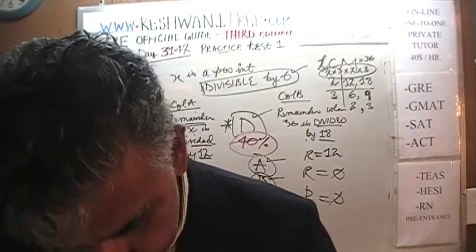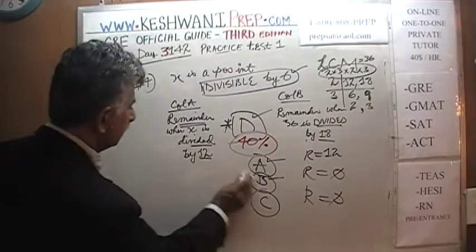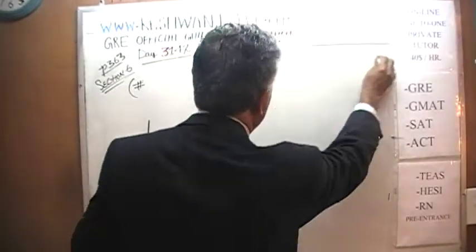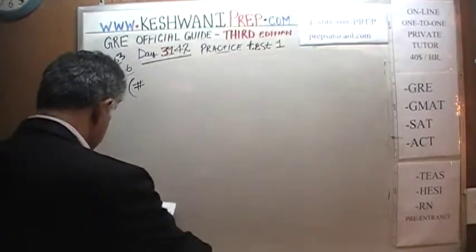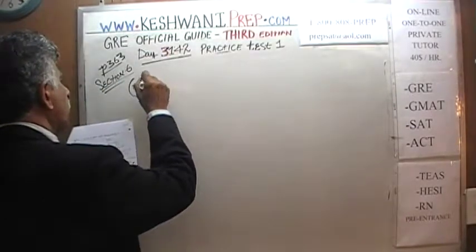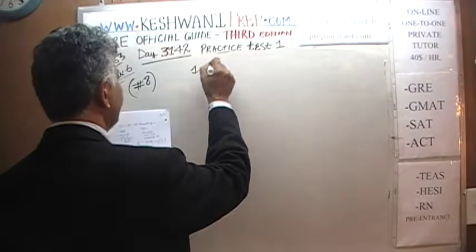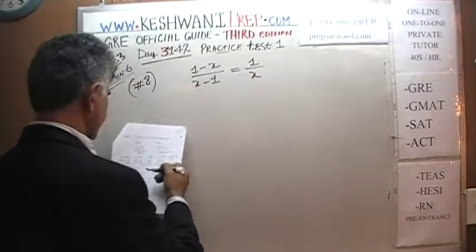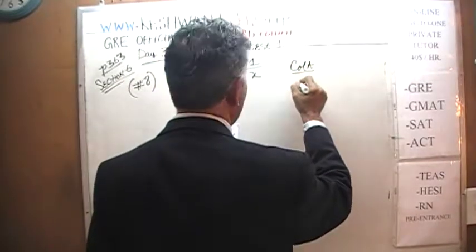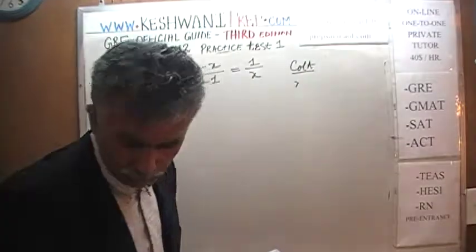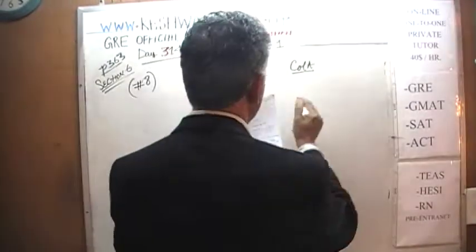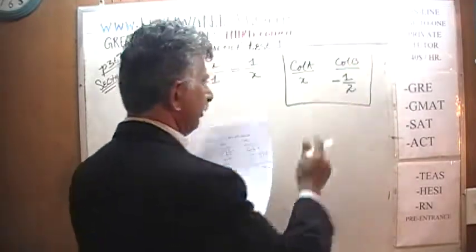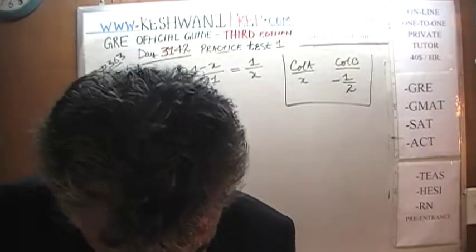Let's do number 8. We have 1 minus x over x minus 1, we are told, is equal to 1 over x. And all we want to compare are these two quantities. In column A, what do we have in number 8? We have just x, only x. And in column B, we have negative 1 half. That's what we're going to compare. Keep that in mind. Let's begin the show, shall we?